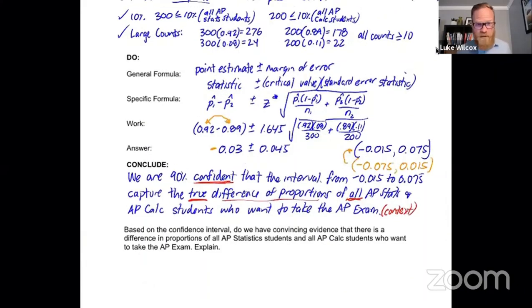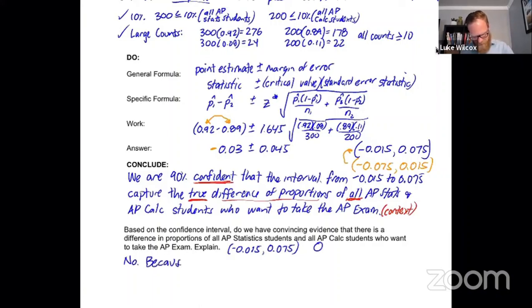All right, final question here. Based on the confidence interval, do we have convincing evidence that there is a difference in proportion of all AP Stats students and all AP Calc students who want to take the AP exam? Well, if we look at this interval, which goes from negative values up to positive values, those are all of our plausible values for the difference of proportions, some negative, some positive, which means that 0 is one of the plausible values. So the answer here is no.